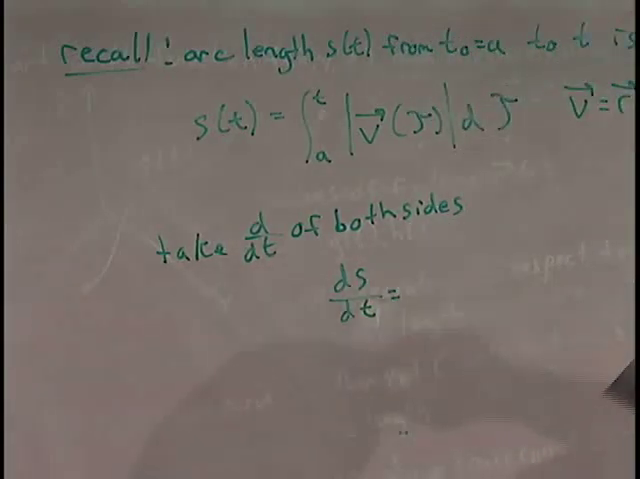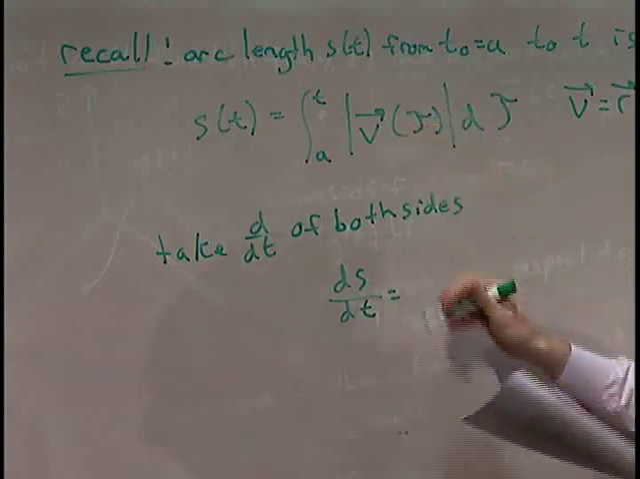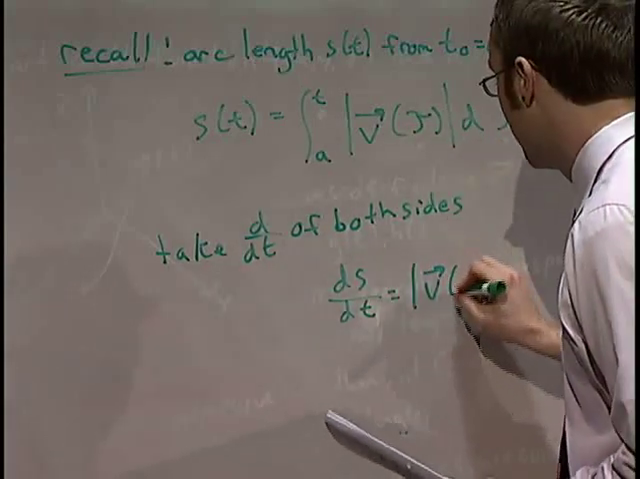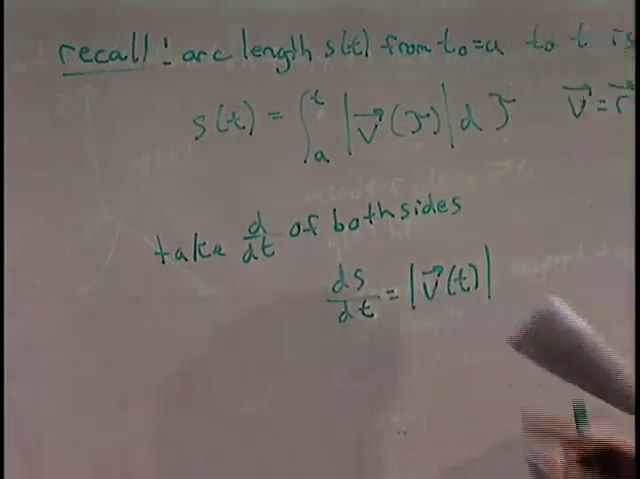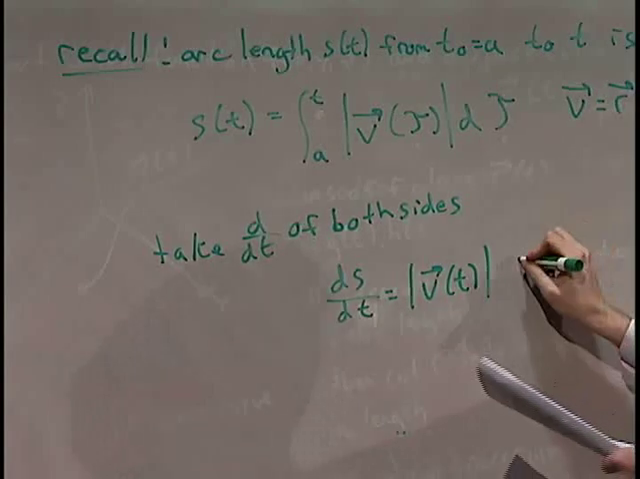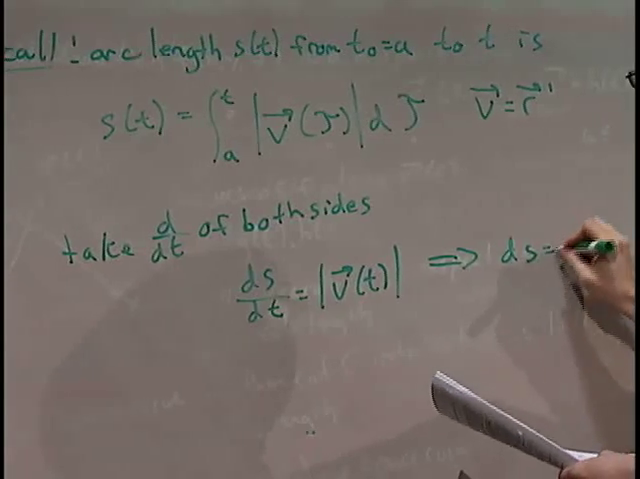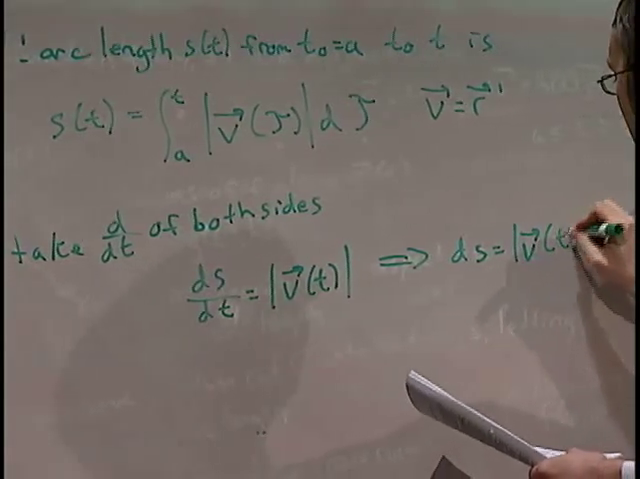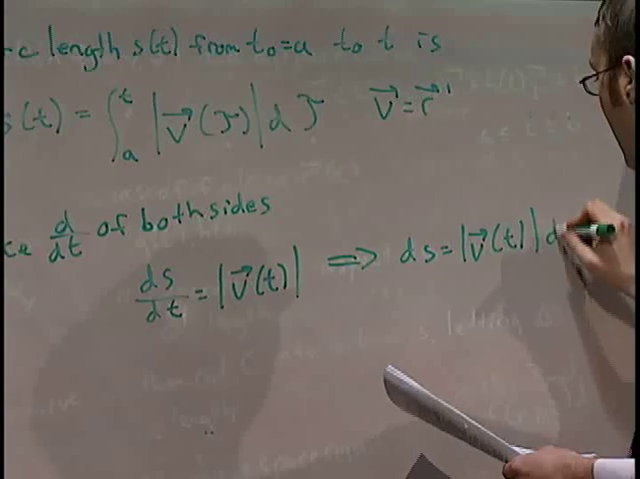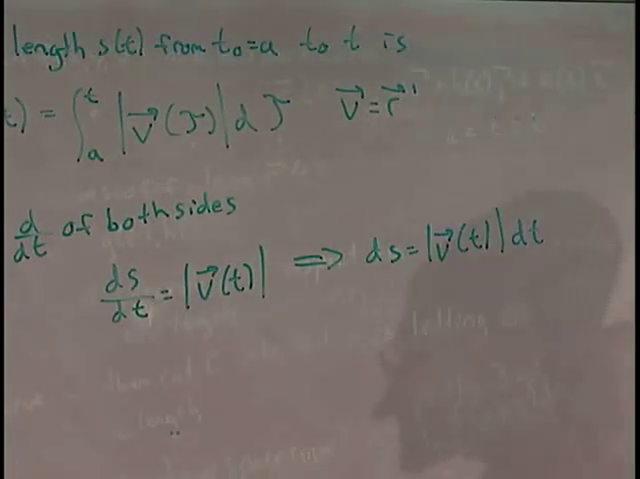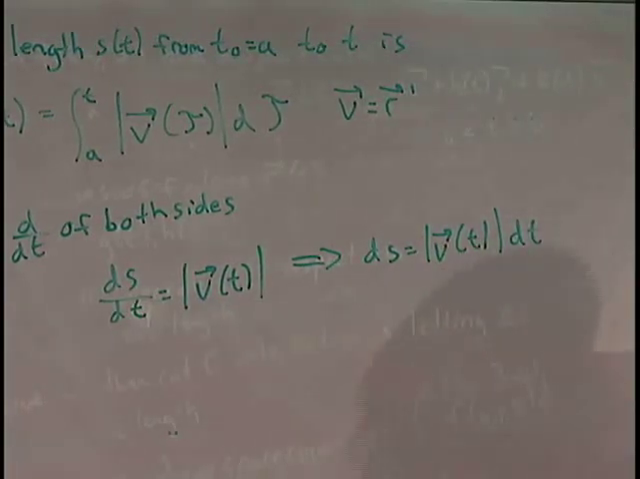On the other side, FTC tells us that this is the absolute value of v of t, okay? So as a consequence, you can multiply both sides by dt, and we'll get ds equals the length of v(t) dt, right? So we have an expression for ds in terms of t.